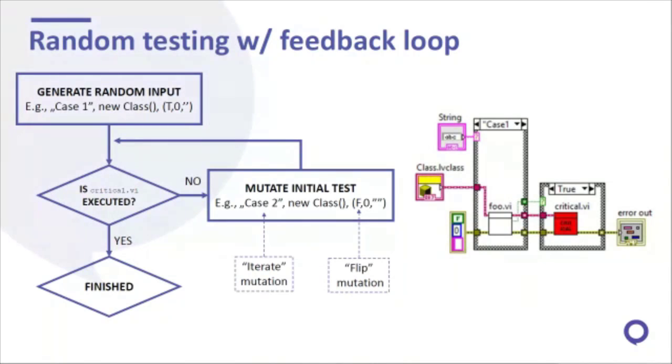And this is the trick. We mutate the initial test. The mutation operators can be various. In this case, let's assume that we are lucky. We apply an iterate mutation. So we basically iterate on the switch case and go from case one to case two. And we also iterate on the Boolean variable, or we flip it. This would be another mutation strategy. We flip it from true to false, and we go back. We do the check: is critical executed? Yes, we are happy, and we are finished.